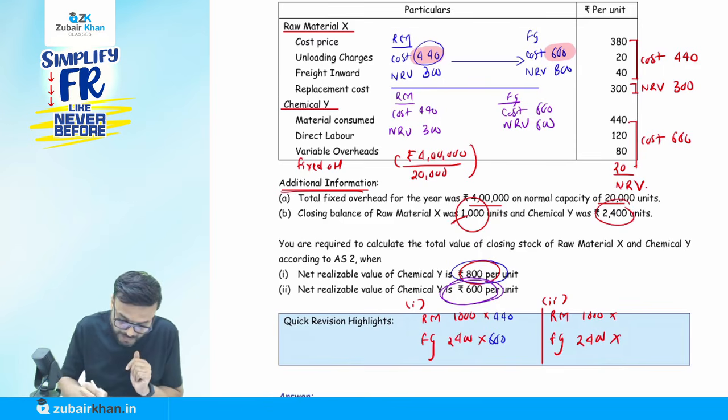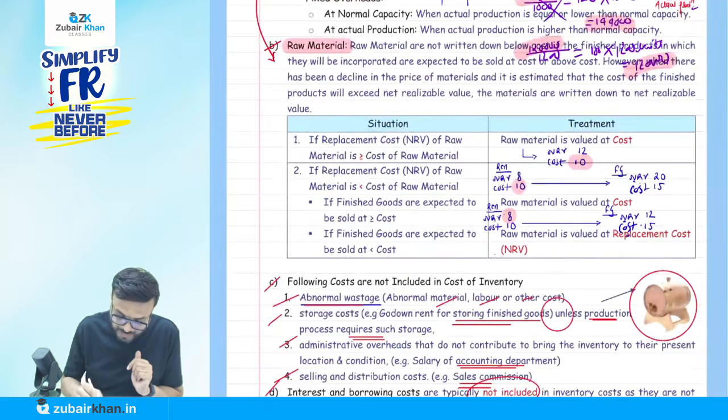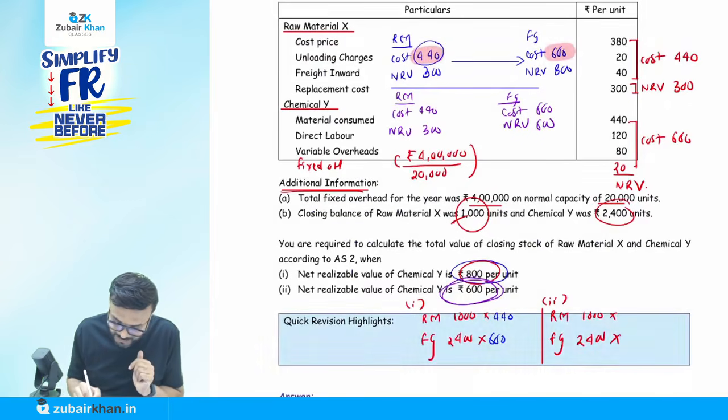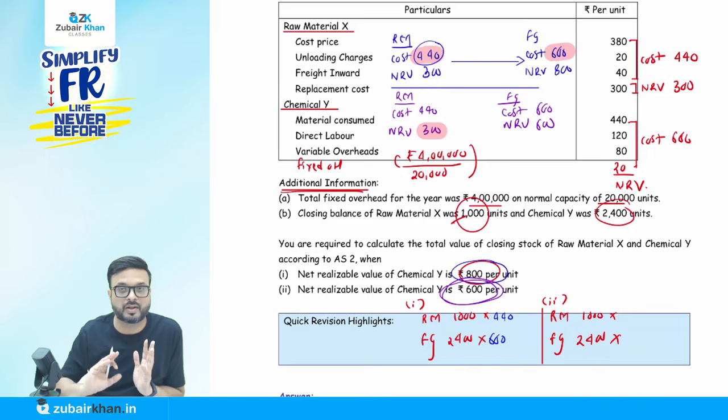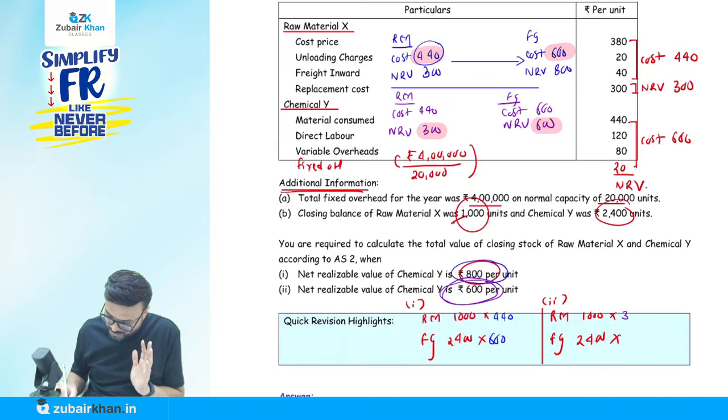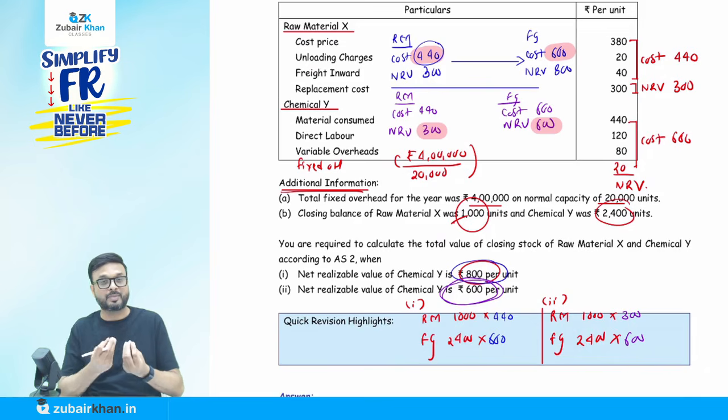So at what price do I have to do the valuation? NRV only here. I have to take the lower value because of the conservatism approach, because in future also finished goods are not able to recover the loss. The cost is 660, NRV 600. So at what price do we do the valuation here? 300, and here 600. Simple, done. 7 marks is yours.